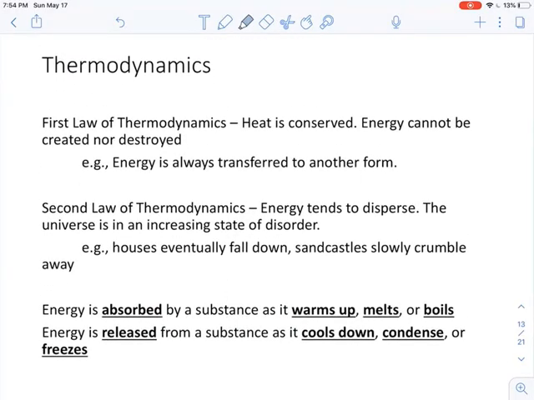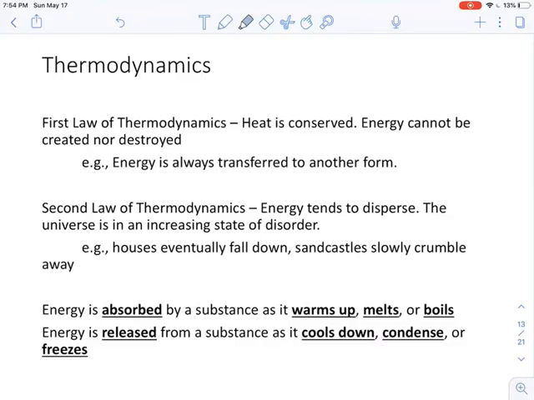So with thermodynamics, we have a few laws, which you've probably heard before. We've talked about them as well in physics. But the first law of thermodynamics is that heat is conserved. Energy cannot be created nor destroyed. It is only transferred from one object to another. So when your feet hit the tile in the bathroom, there is just a transfer of energy.